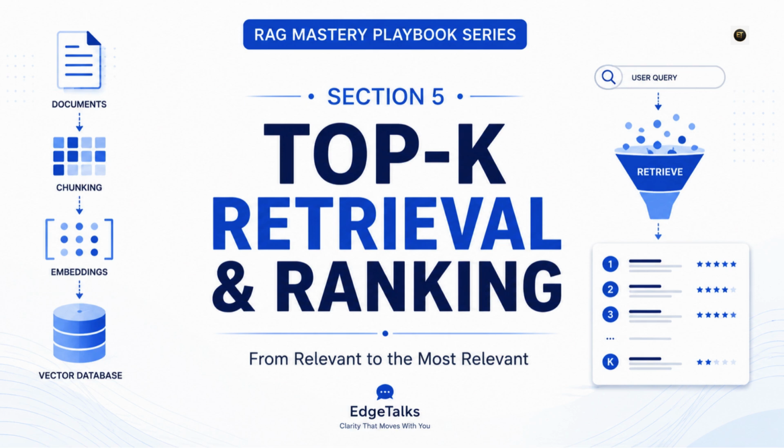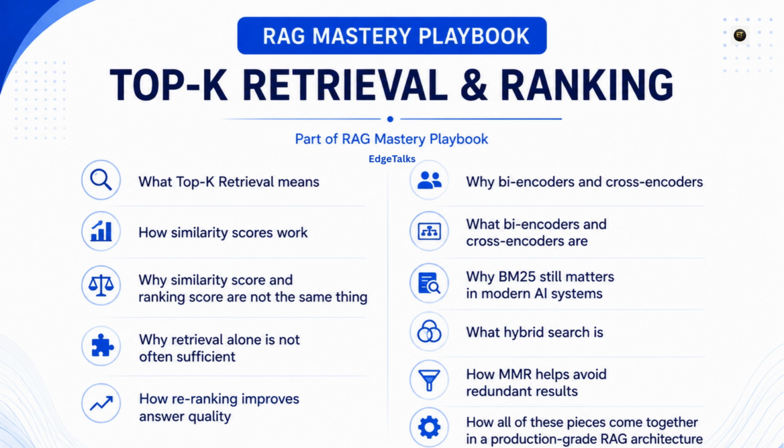This is section 5, Top-K Retrieval and Ranking. In this video, we will understand how modern RAG systems find the right information, rank it and improve answer quality through re-ranking and use techniques such as BM25, hybrid search, MMR, Bi-Encoders and Cross-Encoders. We will also see how all of this comes together inside the production grade RAG architecture.